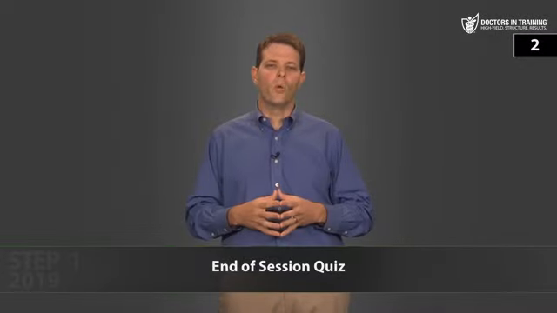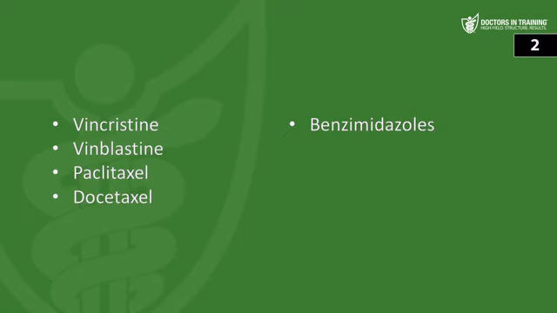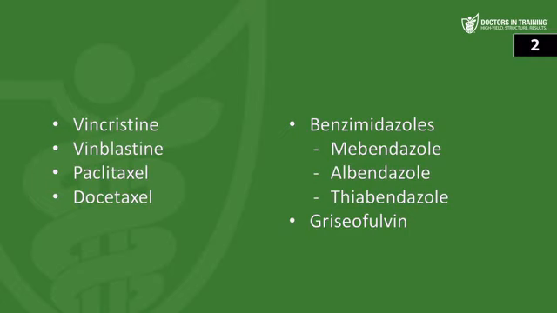All right, first question. What drugs act on microtubules? Well, I mentioned 4 cancer drugs: vincristine, vinblastine, paclitaxel, and docetaxel. Then there are a few others: benzimidazole antihelminthic drugs, mebendazole, albendazole, and thiabendazole. There's griseofulvin, which is an antifungal, and there's colchicine, which is an anti-inflammatory that acts on the microtubules in phagocytes.